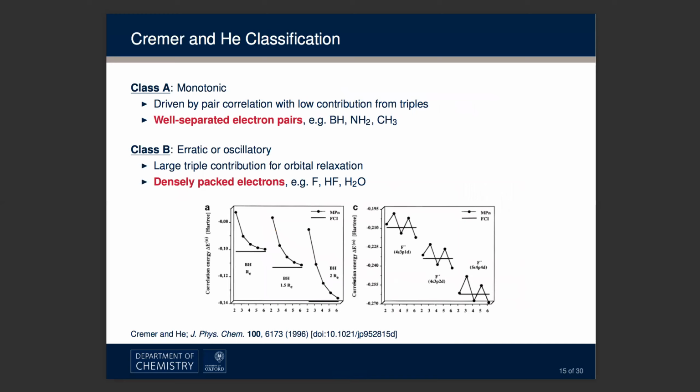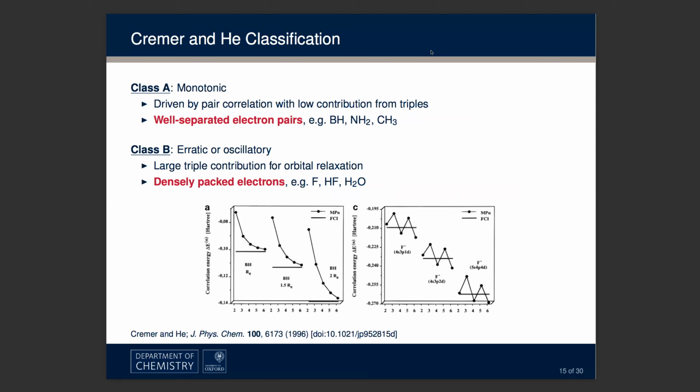So we've seen that there are two different types of convergence that appear in our Møller-Plesset series. There's this UHF version, which is very slowly convergent, and then there's the RHF, which was quite oscillatory and, on the other hand, relatively rapid. Now, the first really systematic way to classify Møller-Plesset theories was done in about 1996 by these guys, Cremer and He. And they found two main classifications of Møller-Plesset theory.